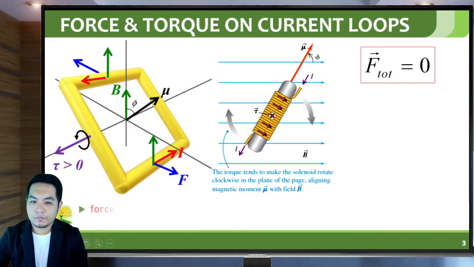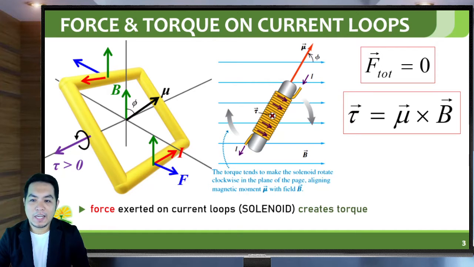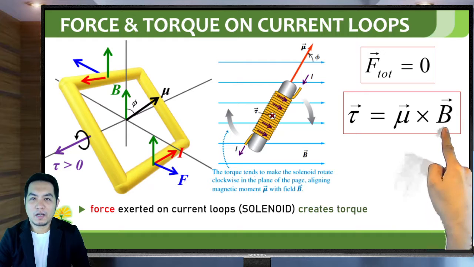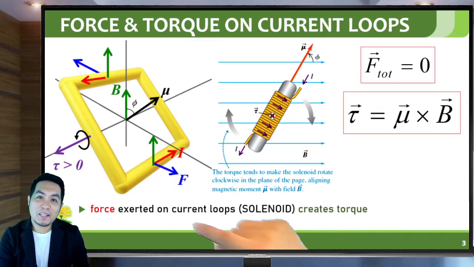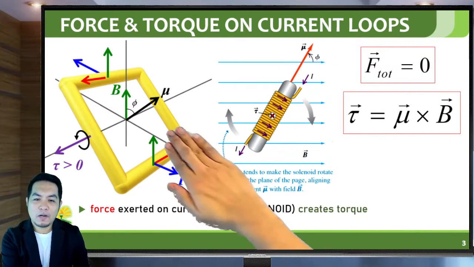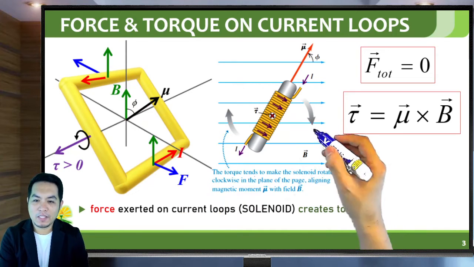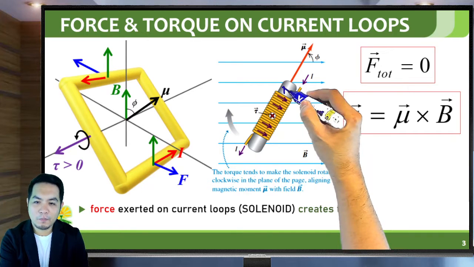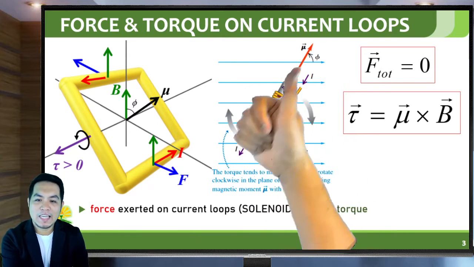The force exerted on current loops, which sometimes we call a solenoid, actually creates a torque. It creates a rotation. Torque in this case is just the magnetic dipole moment crossed with the magnetic field B. We have discussed the magnetic dipole moment before, in the first lesson for this chapter, when I introduced them as tiny magnets. Basically, a current loop is a magnet. The upper half of this loop is the north pole. The lower half of this loop is the south pole. So if this is your loop, it has a certain number of turns. This will be the north pole, and this will be the south pole of the loop, essentially making it a magnet, and it has a magnetic dipole moment in this direction.